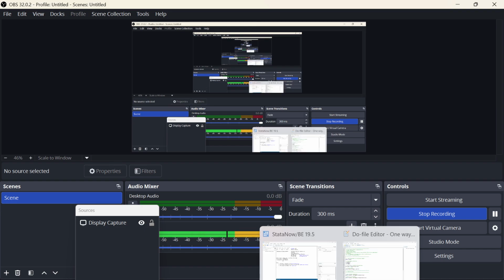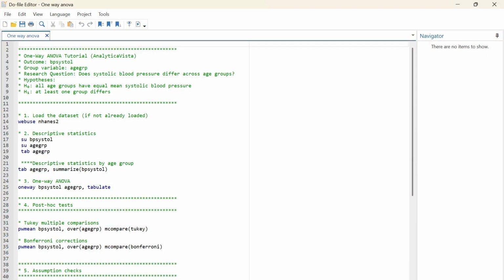In today's tutorial, I'm going to demonstrate how to conduct ANOVA, or one-way ANOVA analysis, in Stata. So first, let me upload or load my data into the Stata interface.